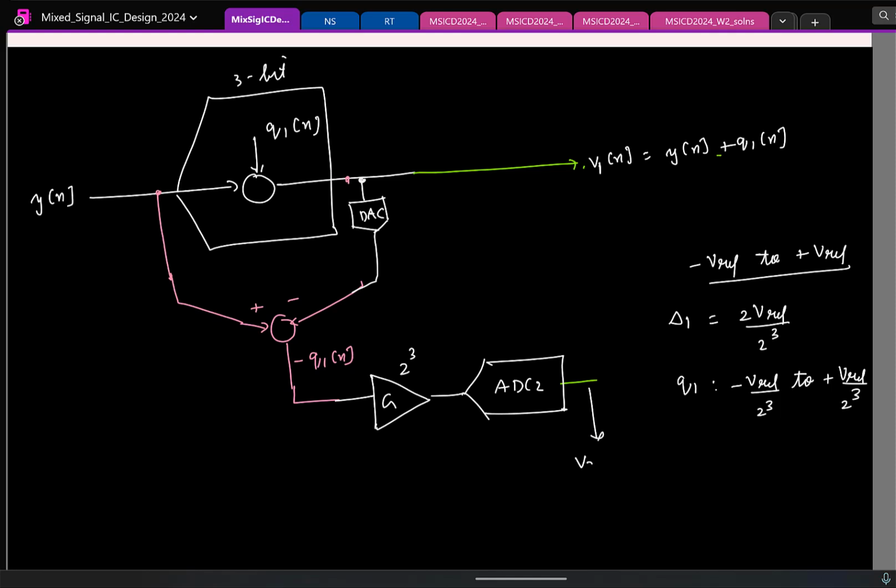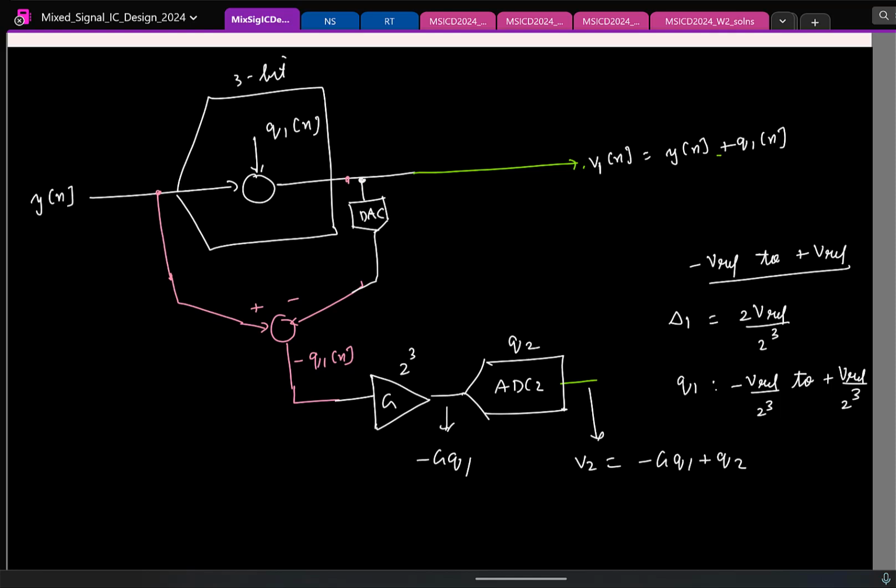So if I call this V2, what is V2? Let us say this has a quantization noise Q2. What is V2? Can you check carefully? Here it's minus Q1. So what is this one? So the output is minus G times Q1.